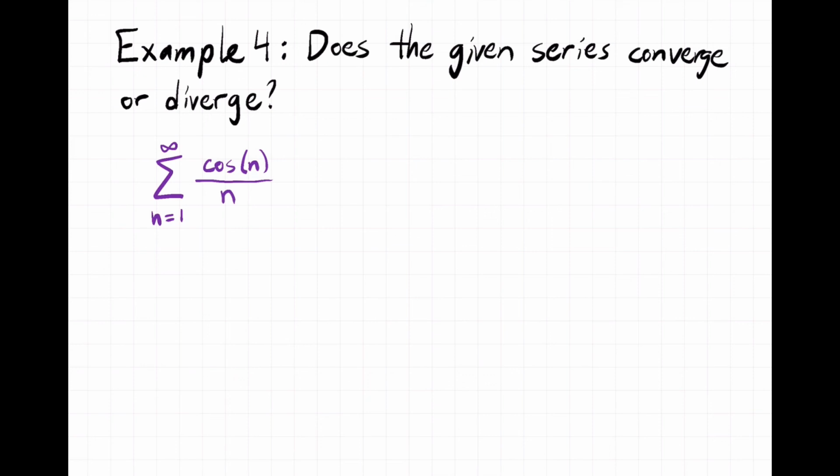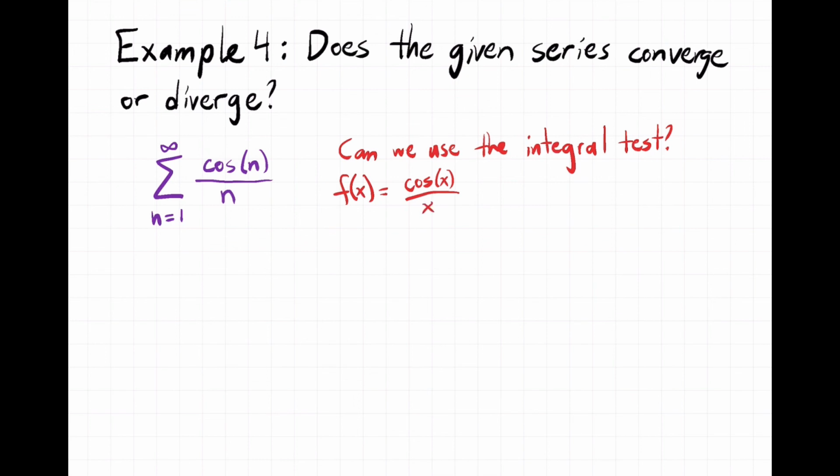Now, this one again, can we use the integral test? Well, no, we can't. Well, this function is continuous. F of x equals cosine of x over x. This function's continuous everywhere that it's defined. It is undefined at 0, but if we're not going to look at 0, then we're fine. It is continuous on the interval from 1 to infinity. So that part's okay.